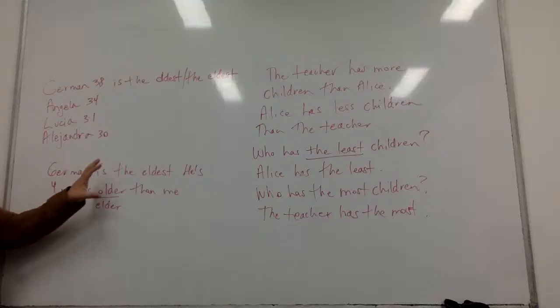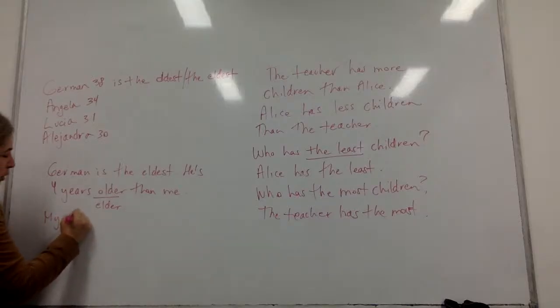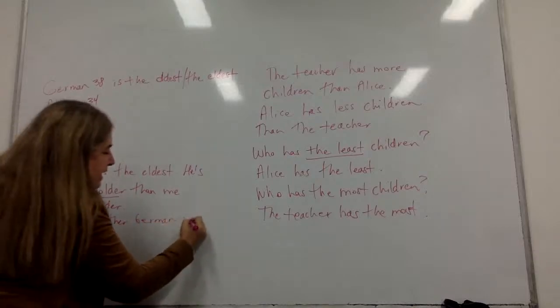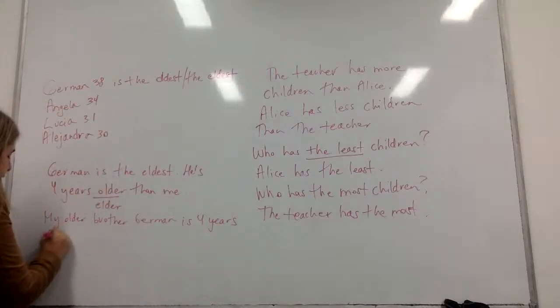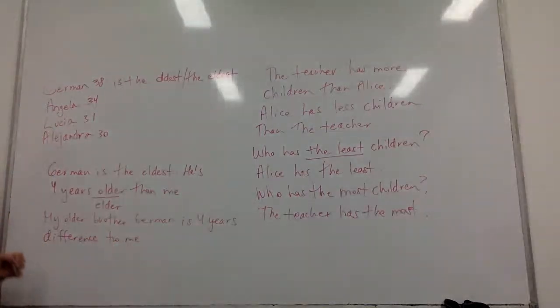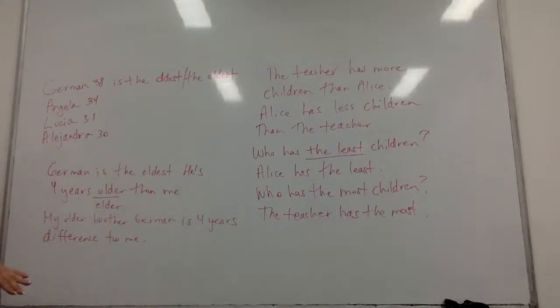Or not only older, you can say older. Right? Because there's never just the one answer, you could also say, my older brother, Germán, is 4 years difference to me. Yes, you could say that too. But you cannot say, my older brother Germán is 4 years older, because you're repeating yourself. So it doesn't make any sense. You see what I mean?